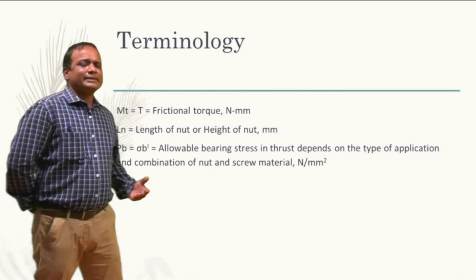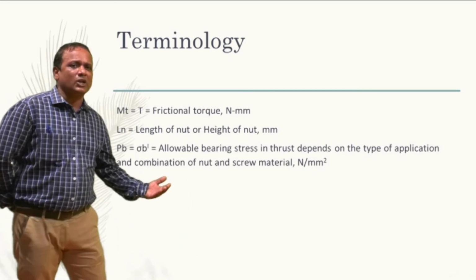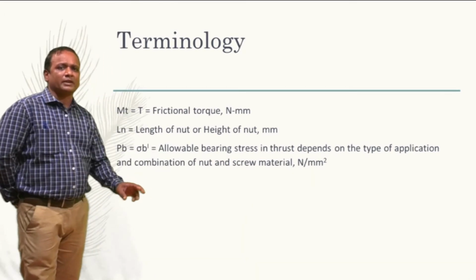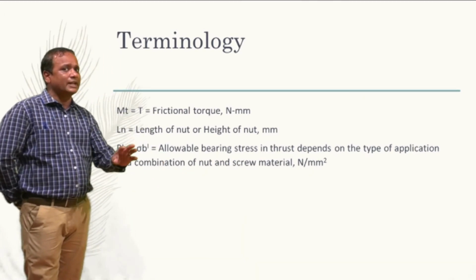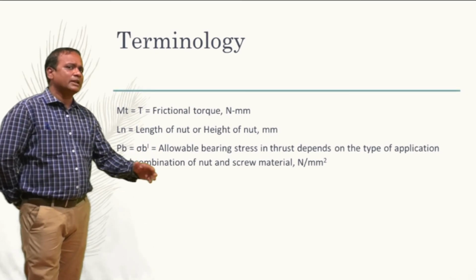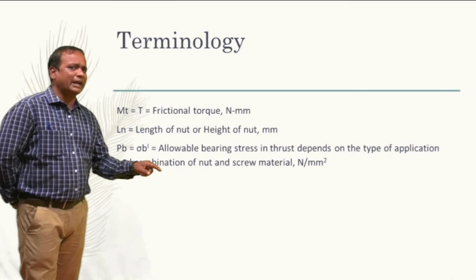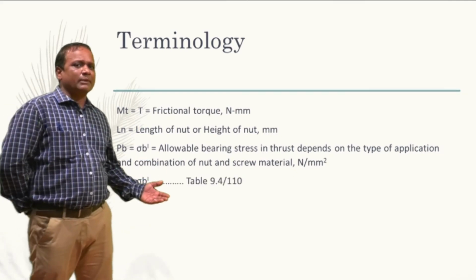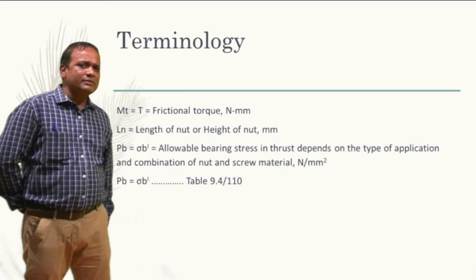Then PB or sigma B dash is the allowable bearing stress and thrust, which depends on the type of application or the combination of nut and screw metal, whether it is bronze and cast iron, or both nut and screw are made of the same metal, in which case PB would be something else. Again we refer to the data handbook, where it comes with table 9.4 on page number 110.